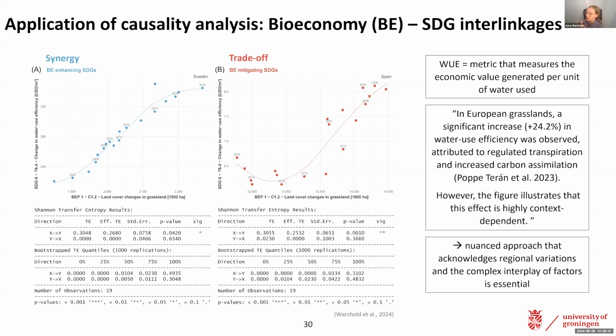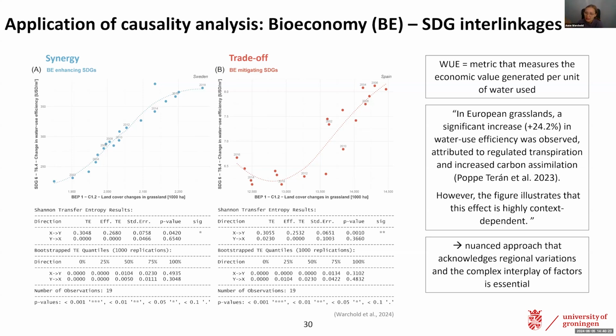So generally, it was assumed that in European grasslands, a significant increase in water use efficiency was observed, attributed to regulated transpiration and increased carbon assimilation. However, the figures show that it's really context specific. So really a difference or discrepancy between certain nations. It is really necessary that we have a nuanced approach that acknowledges regional differences when we make certain assumptions.